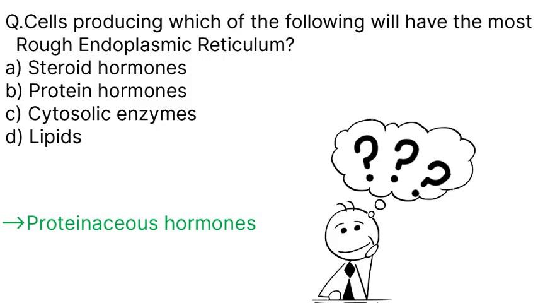Either it's a protein synthesizing enzyme or lipid synthesizing enzymes, because the steroid hormones are lipid based and made from cholesterol only, and they require SER for their synthesis, while the proteinaceous hormones are made by the ribosomes and they require RER. And the cytosolic enzymes are also protein based, but they are made by the free ribosomes in the cytosol, or you can say the cytoplasm of the cell, not by the fixed ribosomes of RER. So the correct answer is B, protein based hormones. Now let's move to the next slide.